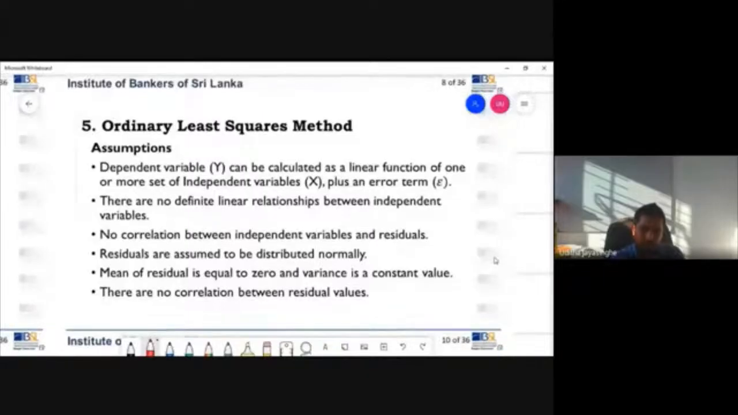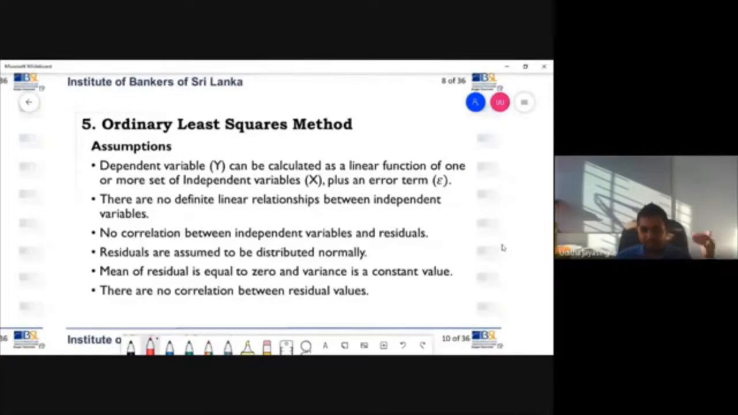Residuals are assumed to be normally distributed. The mean of residuals equals 0 and the variance is a constant value. I told you the residuals could be negatives or positives, and when you add the negative and positive numbers and divide by the number of items, theoretically it has to come to 0 or close to 0, provided that your method is a good one. And the last one, there is no correlation between residual values. It is similar to the argument in the normal distribution one.